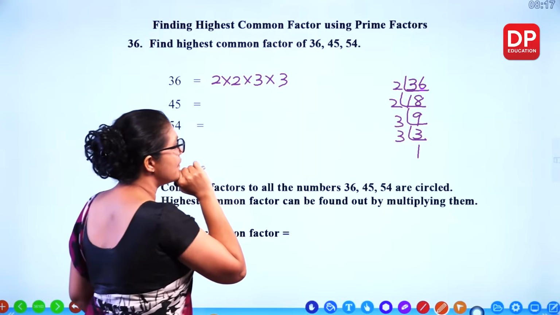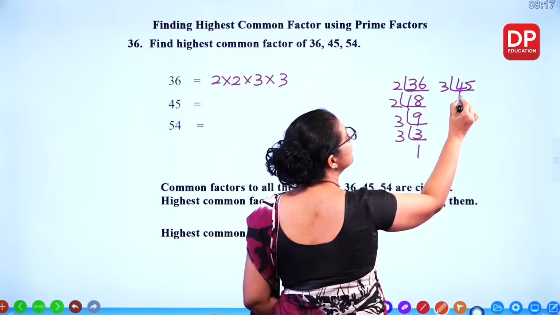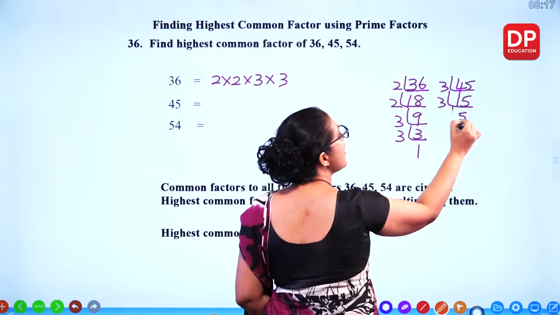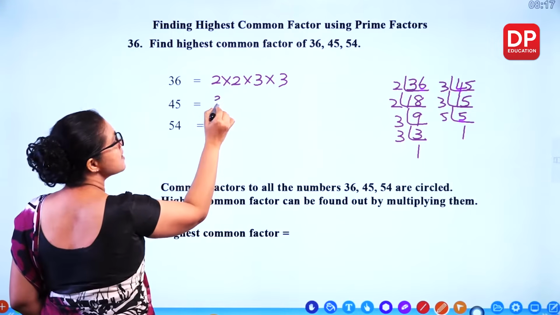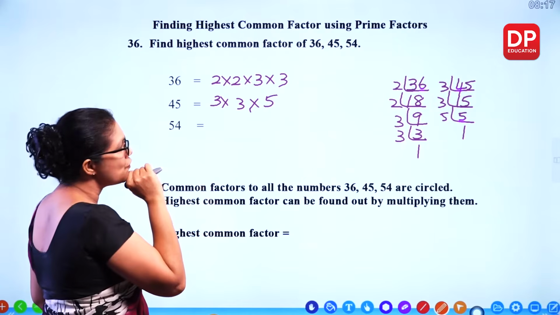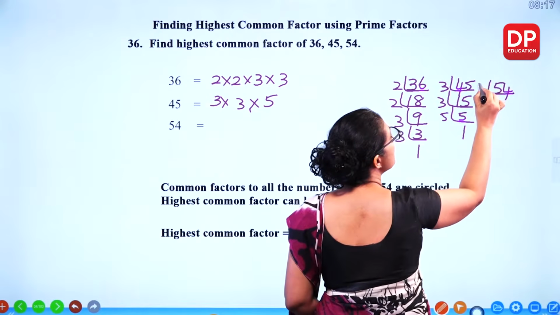45, divide and see. You can divide by 3. Divide by 3 again. And divide by 5, you get 1. 3 times 3 times 5. 54. Divide by 2.